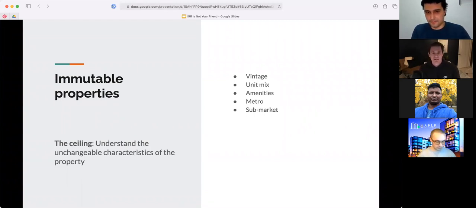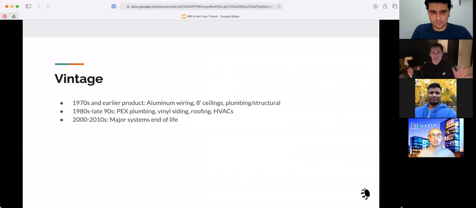So the first bucket I want to talk about are the immutable properties of the property itself, right? And I think about this group of characteristics as things that are going to define the ceiling of the opportunity, okay? They're unchangeable characteristics of the property. So by nature, they define the best possible, the most you could ever expect out of the particular asset. So let's go into each one individually and talk about what the boundaries are for each.